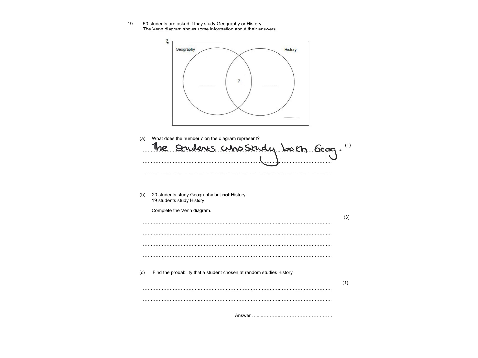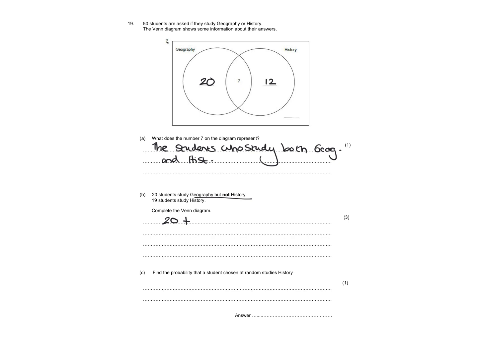I'm just going to put geog and hist for short here. So 20 students study geography but not history. So that means there must be 20 in here, geography but not history. 19 students study history overall. So if we've got 7 in the intersection, there must be 12 over here to make 19 in total.